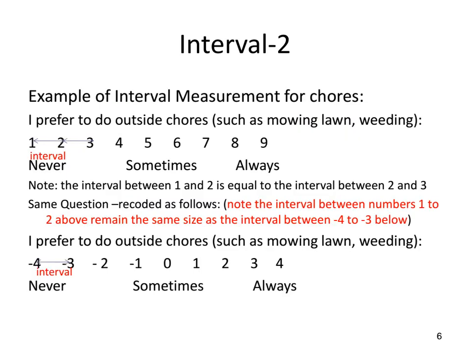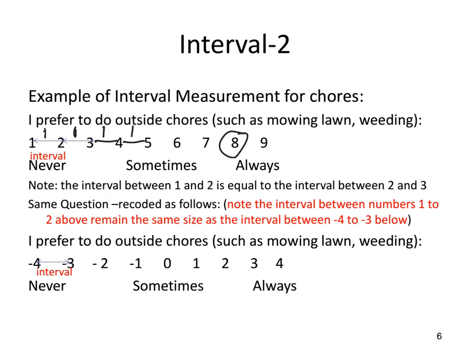and it does not mean that we have the absence of something. So for example, let's say we're still talking about chores. If you prefer to do outside chores such as mowing the lawn, weeding, we might go ahead and pick something like 5, I always prefer that chore. And what you'll notice here in this scale is that the difference between 1 and 2 is equal to 1. The difference between 2 and 3 is equal to 1. The difference between 4 and 5 is equal to 1, etc. All of these are equal to 1.